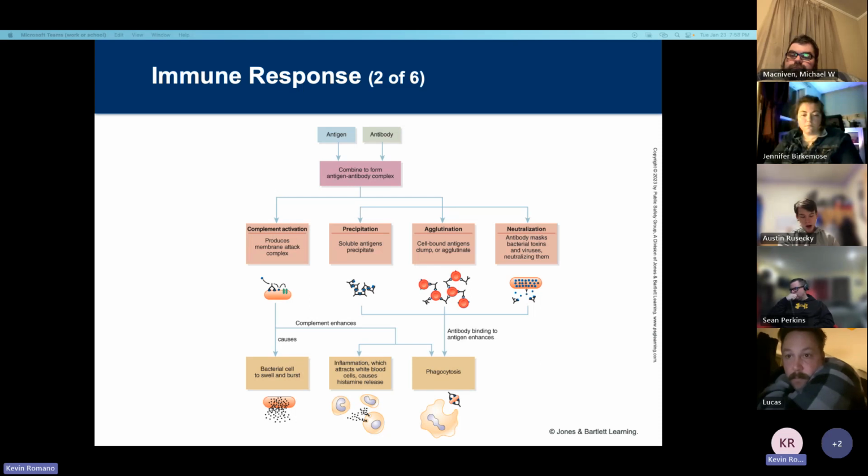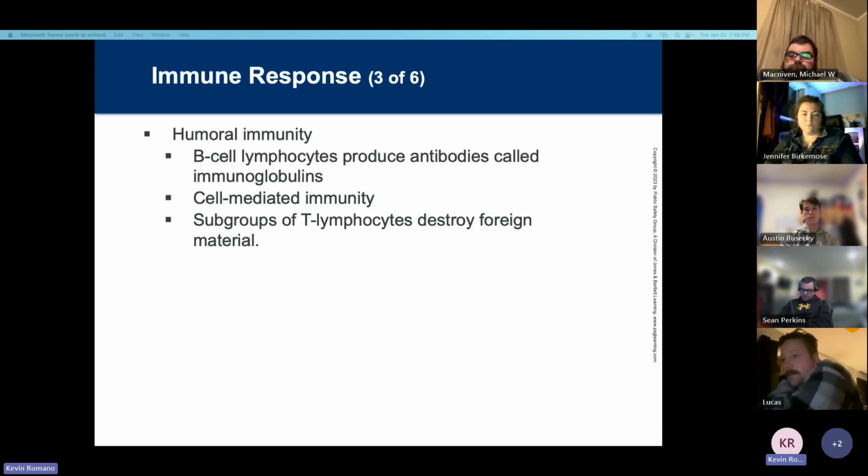Complement activation, precipitation, agglutination, and then neutralization. So those come right down to the very bottom where it says bacterial cells swell and they start to burst. Inflammation, which attracts white blood cells, causes histamine release. And then you have phagocytosis, right? So a lot of this stuff all plays in together, causing this immune response and this widespread infection.